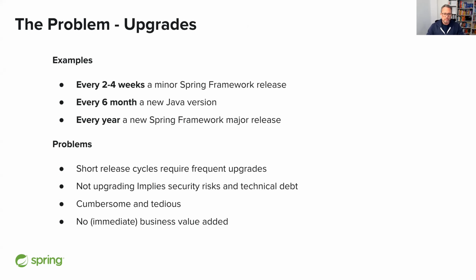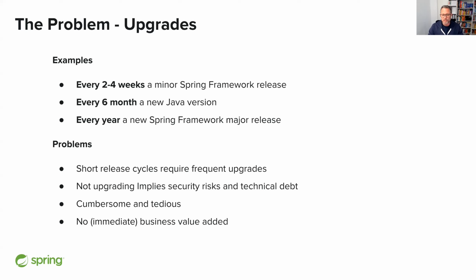Another pretty obvious problem, especially with the new Spring Boot 3.0 release coming in November, is that nowadays Java, as well as Spring Boot and other frameworks, they tend to release often, very often actually. I checked the releases for minor Spring Framework, for example, and every 2 to 4 weeks there was a minor release. Every 6 months, every year a new major release with potentially breaking changes. And even Java is changing every 6 months to a new version. So it's really hard to keep up with these changes. On the other hand, it's really important to keep up because not upgrading would imply security risks and potentially technical debt.